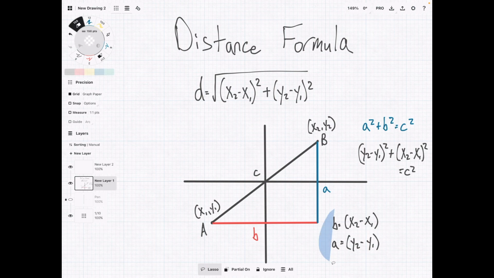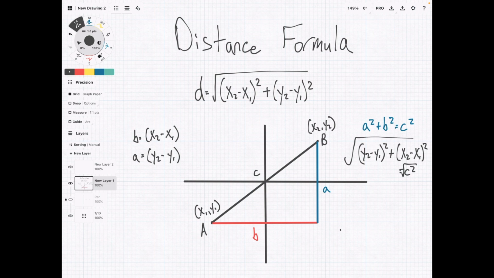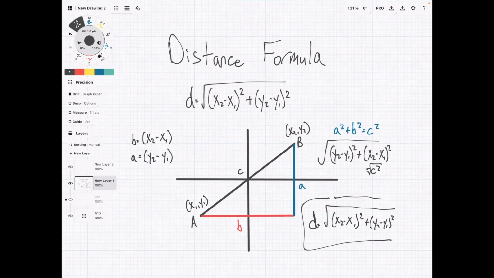Alright, so I'm going to take this and move it out of our way. Now, with a little bit of rearranging, and if we square root both sides, we're going to have that c equals the square root of x2 minus x1 squared plus y2 minus y1 squared. Then we just basically turn this c into a d, and hey, we have our distance formula. So if you see the distance formula, don't freak out about all the x's and y's. It's basically just the Pythagorean theorem with a little extra calculation in there.